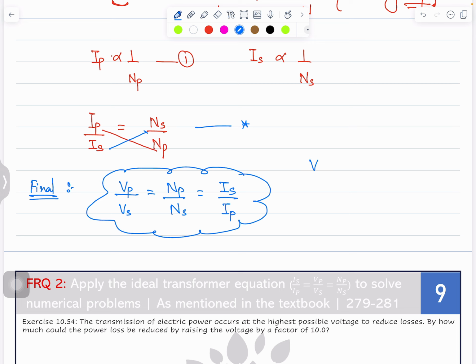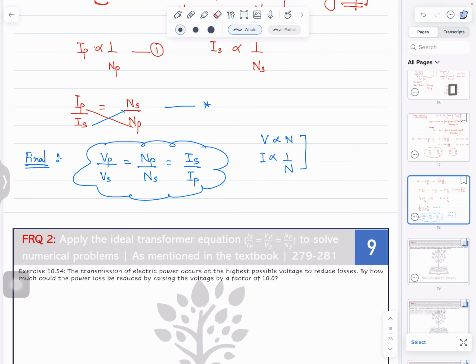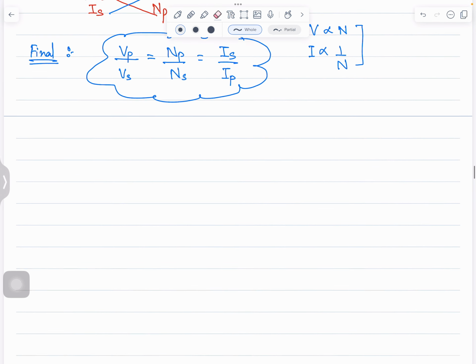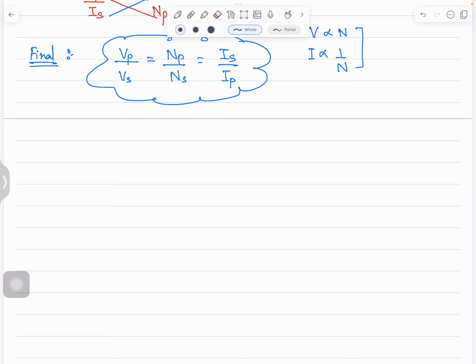So what you need to remember: V is directly proportional to N, and I is inversely proportional to N. And we compare in terms of power, or just leave this one. Okay? Clear? In terms of the transformer. So why does this happen? I will explain this. Why do all these things happen? Because of the power. Okay, add a new page here and then we solve it. Till here clear? We understand all these things?